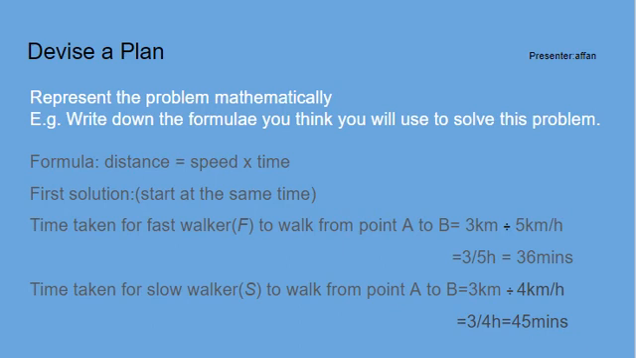So for the time the fast walker takes to walk from point A to point B, we need to divide it. So 3 km divided by 5 km per hour. So we convert it into minutes, we will get 36 minutes. And then for the time for slow walker to walk from point A to point B, we need 3 km divided by 4 km per hour. Then we convert it into minutes, then we get 45 minutes.